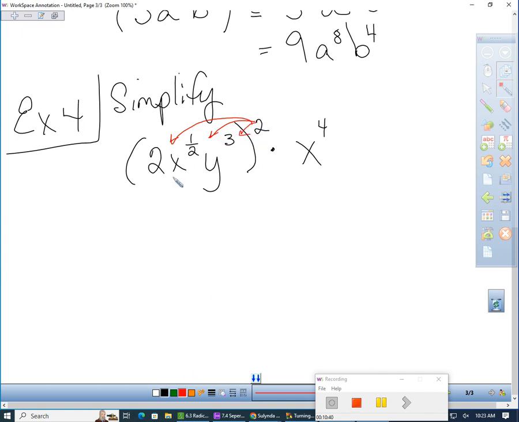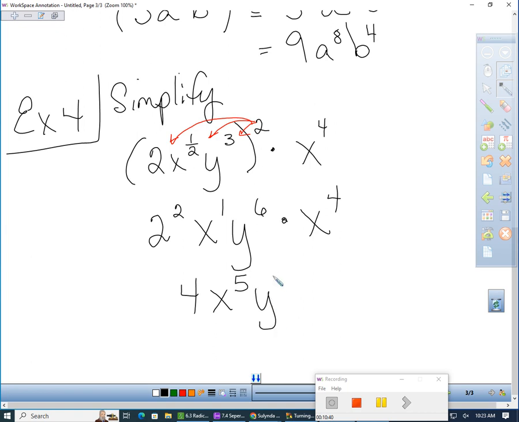So we start there. We have 2 to the 2. We keep our base. What's 1/2 times 2? 1. And then we have y, 3 times 2, 6. Times x to the 4th. All right, so now I can go ahead and simplify my 2. What's 2 squared? 4. I keep my base. What do I do with my exponents of the same base? So we add them together. What is 1 plus 4? And then I have y to the 6th, because I don't have any other y's up there, right? Beautiful.